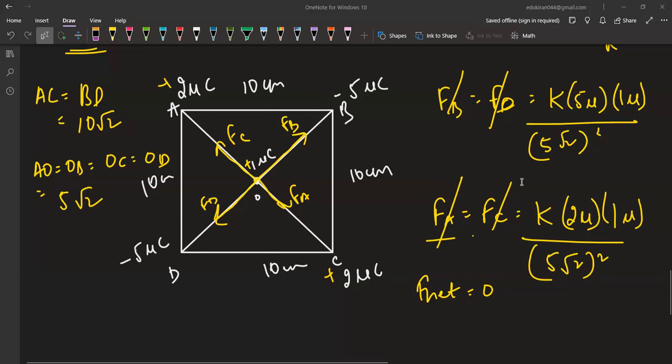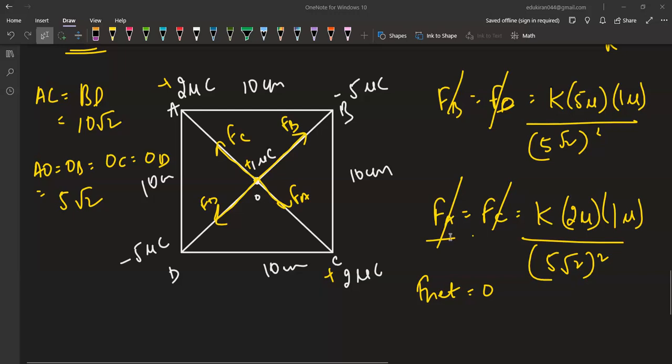In your board exams, you will not write it like FB is equal to FD directly. You will first write FB's magnitude, you will calculate and show. Then you will take out FB's magnitude, FB, FD. Then you will subtract them. Net resultant force across BD diagonal, like this you will write, then you will show FB minus FD, they are getting cancelled. So FB minus FD is equal to zero.